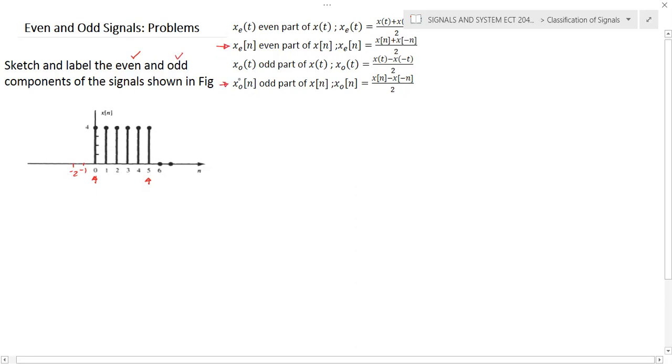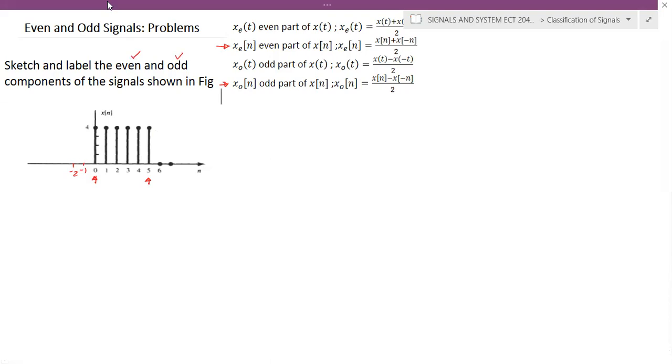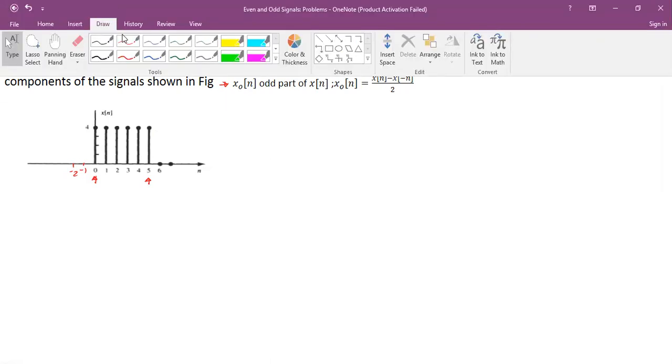Okay, so in order to perform this particular question, we need to use the graphical method. So we need to draw some additional graphs.